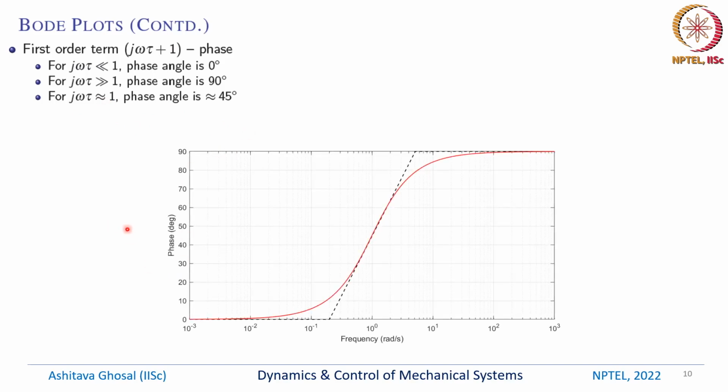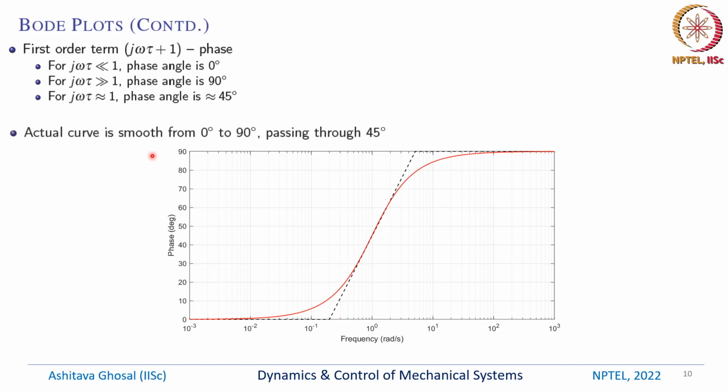So if you plot phase versus frequency omega, there is a part which is at 0, a part which is at 90, and in between there is a line which is at 45 degrees. This curve is a smooth continuation from here to here, so it is not discrete. These dotted lines are the asymptotes, and the actual phase plot when j omega tau plus 1 is in the numerator is given in this form. If j omega tau plus 1 was in the denominator, then the slope will be in the opposite direction.